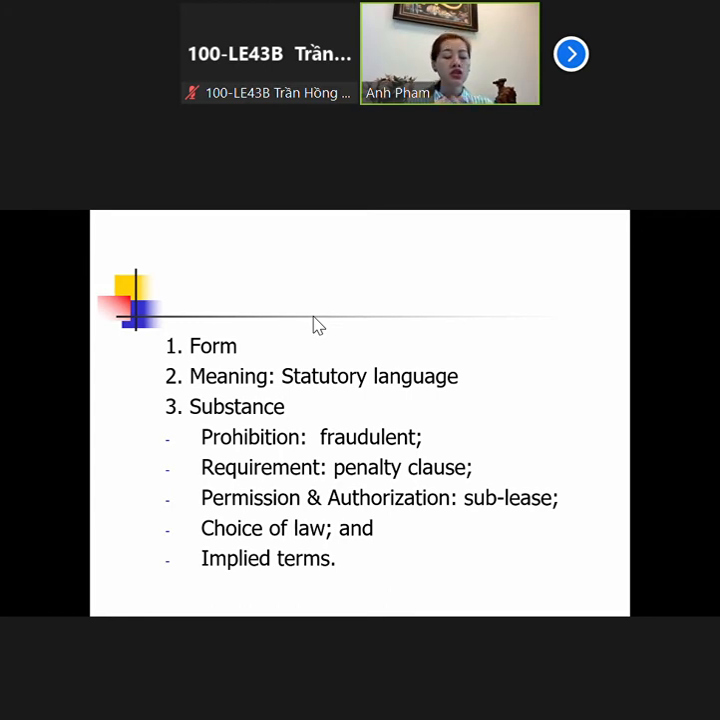So you should think about, you should check the permission and the authorization, right? Who is authorized to do what?